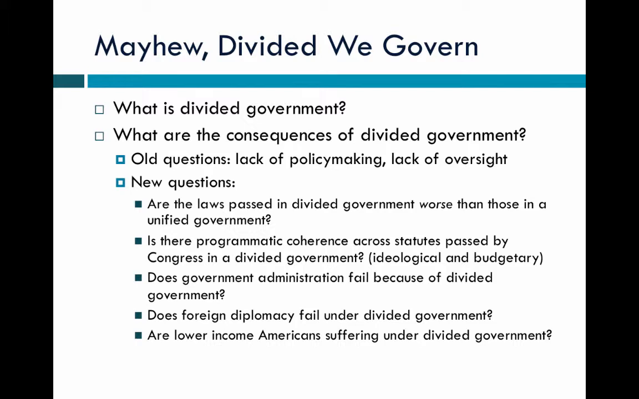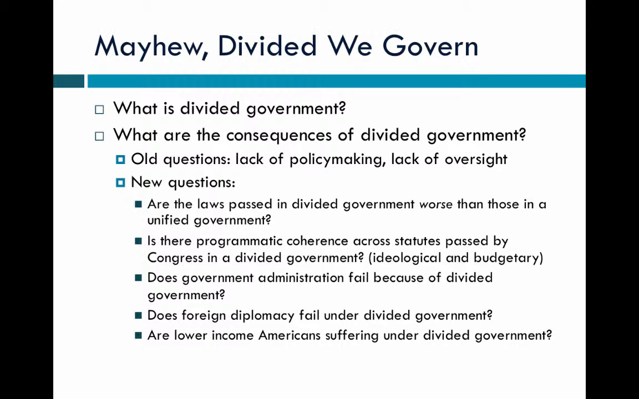Mayhew presents a different set of questions about parties, and this is in the context of divided government. Divided government exists when the parties that control the House, the Senate, and the presidency are not all within the same party. So one of those three, or two of those three, belongs to a different party than the president, let's say. And this was typically thought of to provide bad consequences.